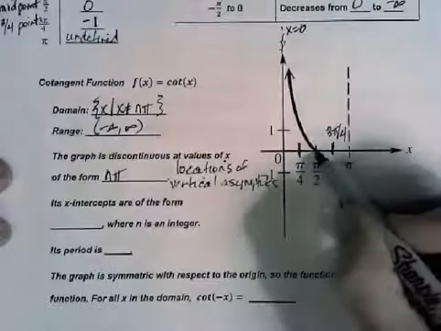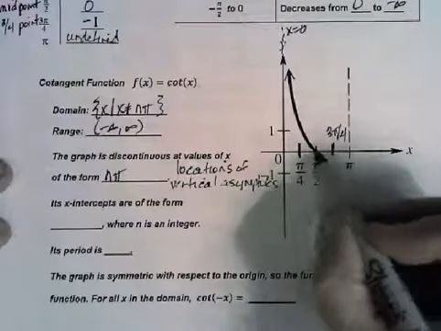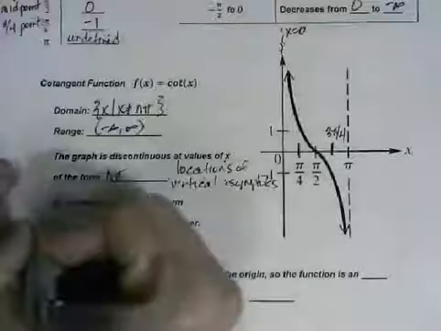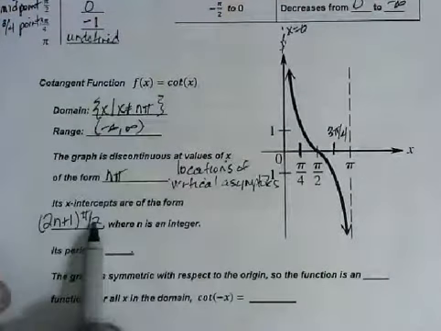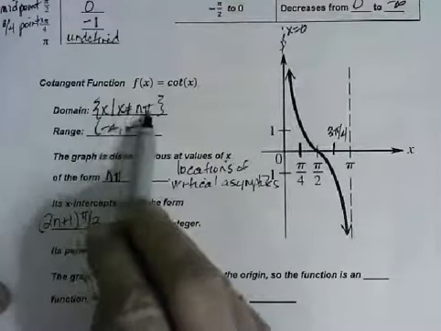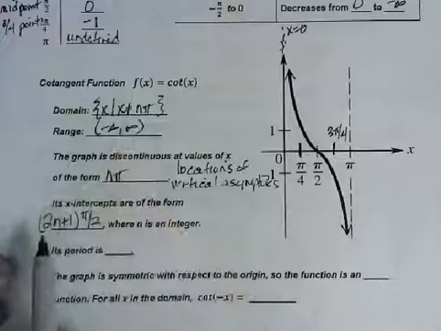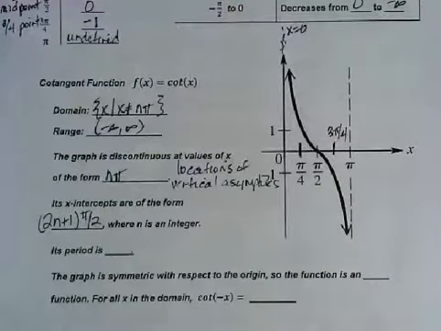The x-intercepts are going to be halfway between our vertical asymptotes. That's going to give us any odd multiple of pi over 2. If we compare this to what we had for tangent, these two things are just switched. For tangent, our domain, we were leaving out the odd multiples of pi over 2, and the x-intercepts were at multiples of pi. This one is exactly switched.